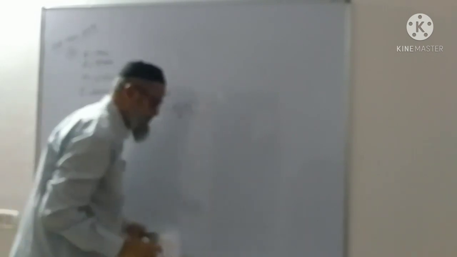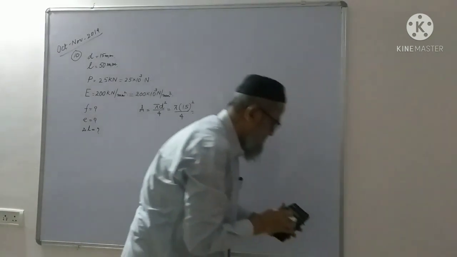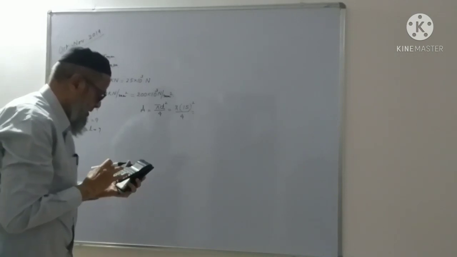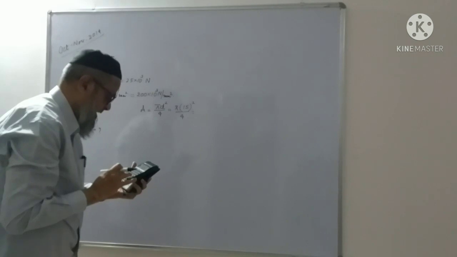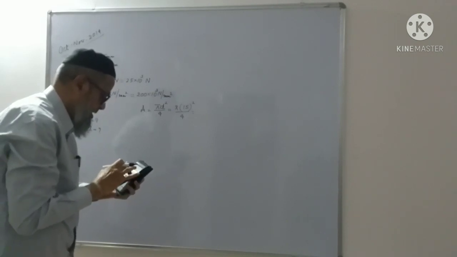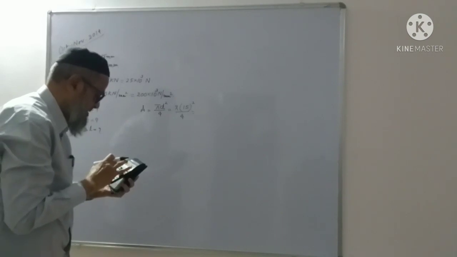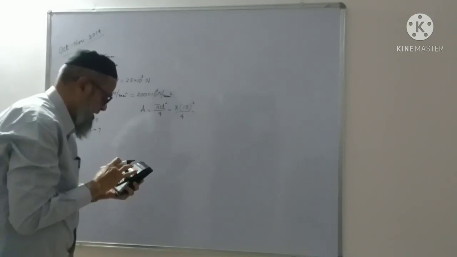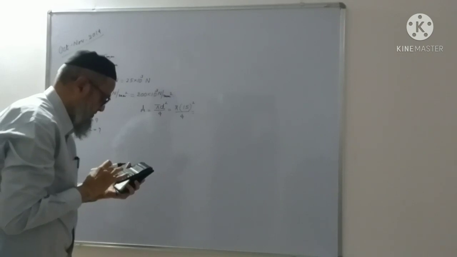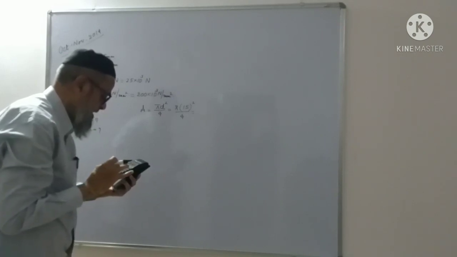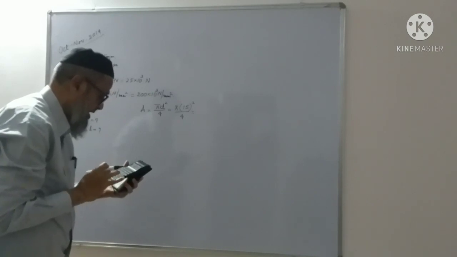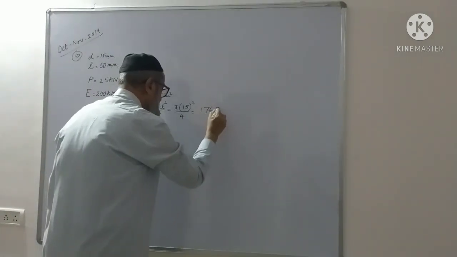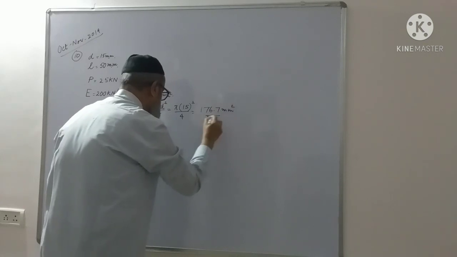So take the calculator. Pi into 15 square, divided by 4. It is coming as 176.7 mm square. This is the area.